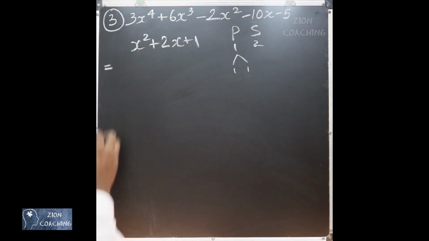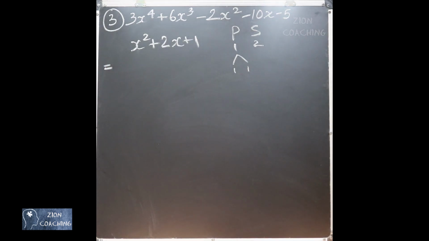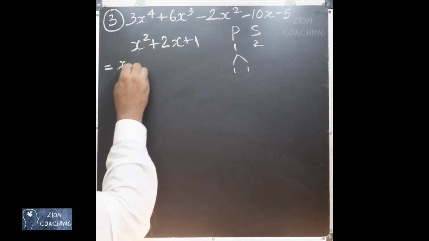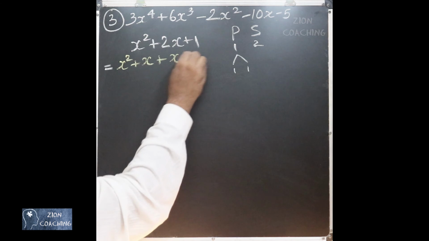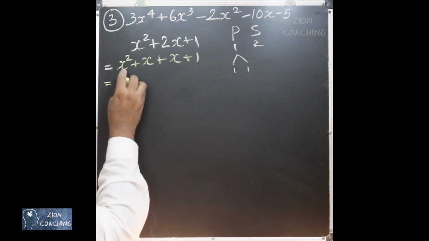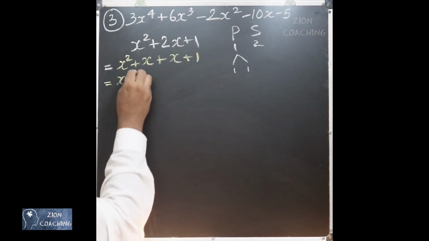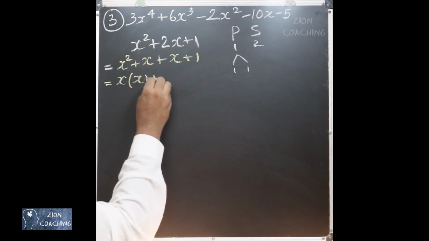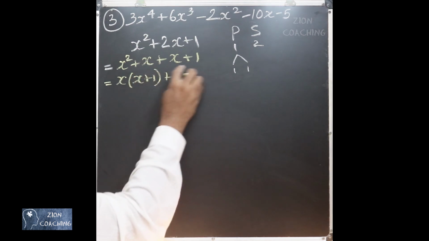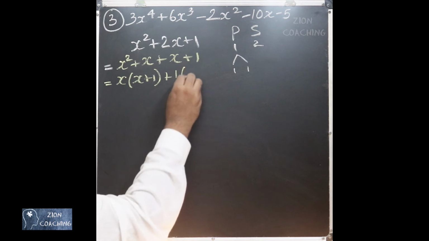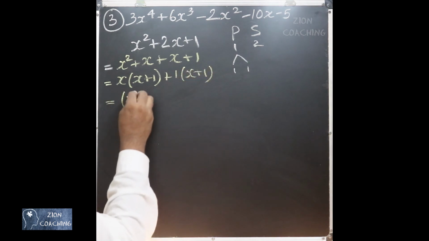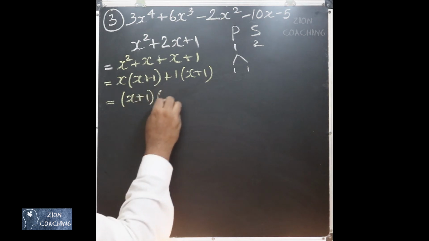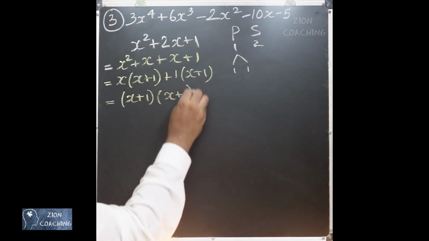So this can be written as x squared plus x plus x plus 1. Grouping together the first two terms, x is commonly taken out, we have x into x plus 1, plus, out of this 2, 1 is common, so 1 into x plus 1. So this can be written as x plus 1 into x plus 1.